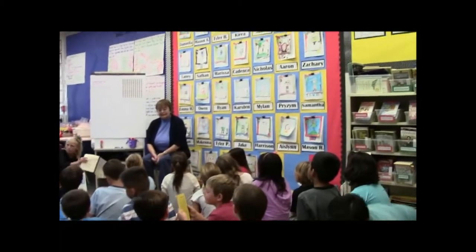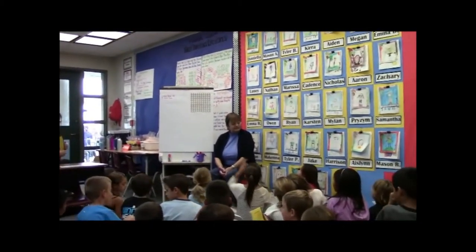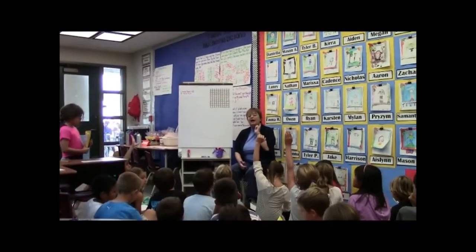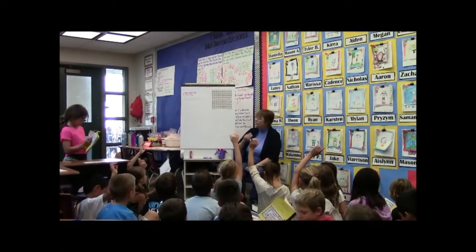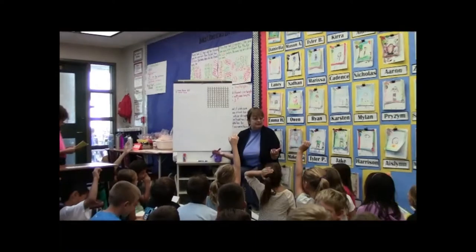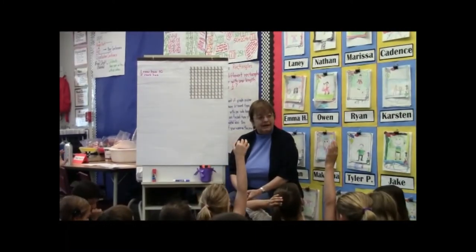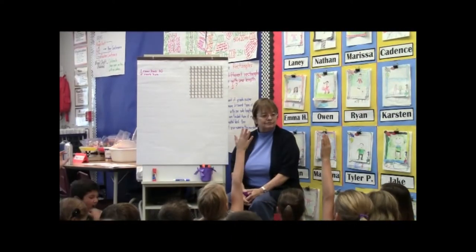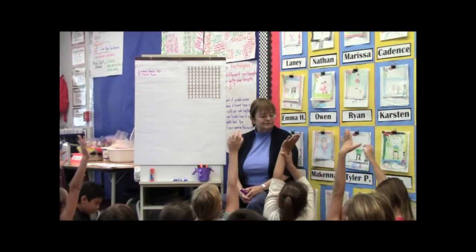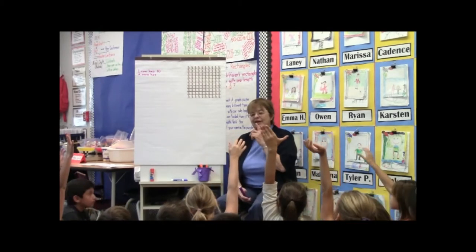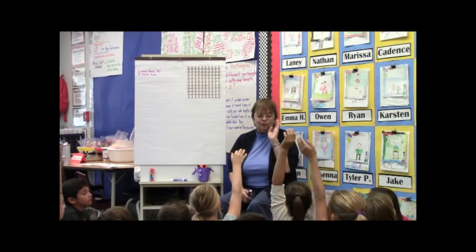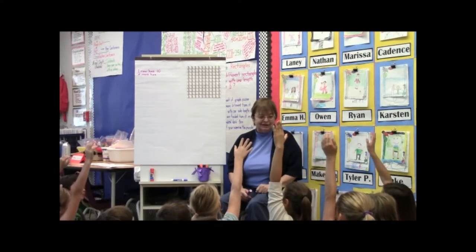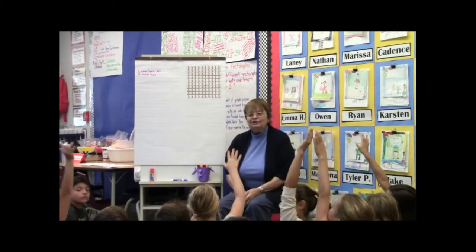I'd like to see what you found out. And I want to hear how you found it out. So we already knew that one row has 10 penguins. And now how about 2 rows? I'll tell you what, a rule I always have is, if you make noise, I don't call you, but if you quietly raise your hand, I'd really like to call you. What did you find out for 2 rows?